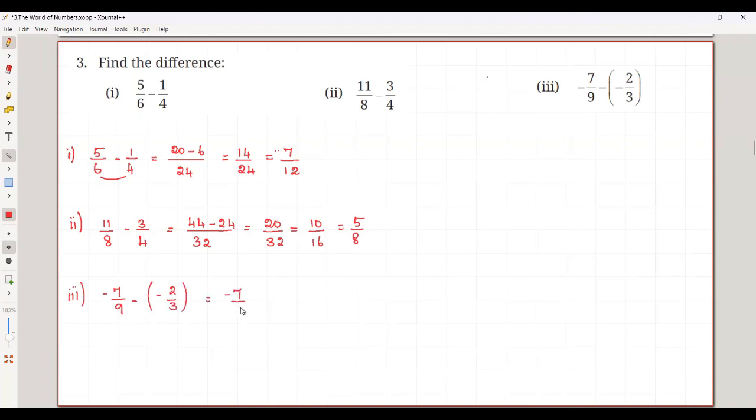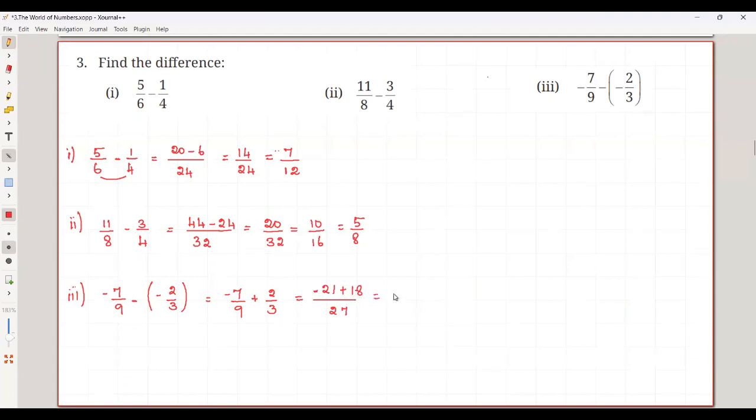Minus 7 by 9. Here, minus of minus will become plus 2 by 3. Both have different denominators, so I'm going with the butterfly method. 9 3s are 27. Cross multiply: minus 7 3s are 21, plus 9 2s are 18. So minus 21 plus 18.